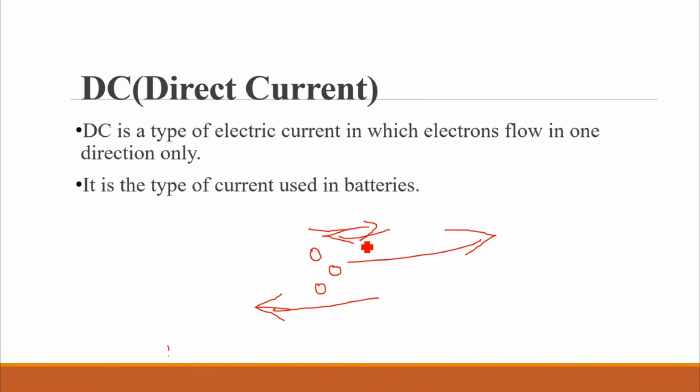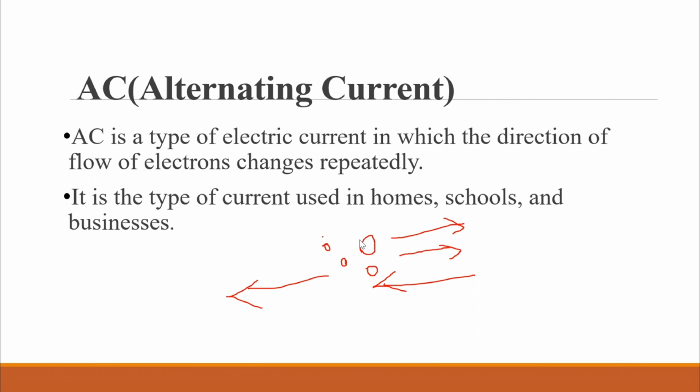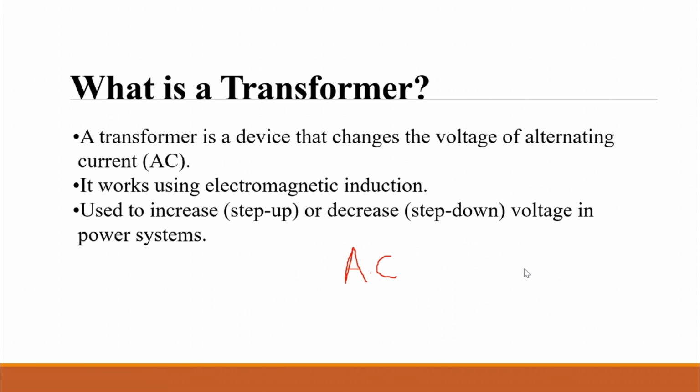Direct current is used in batteries. And AC currents are used in homes, schools and businesses because we need both low voltage and high voltage. For that we need AC current. So what is the purpose of transformer? It changes the voltage of alternating current.